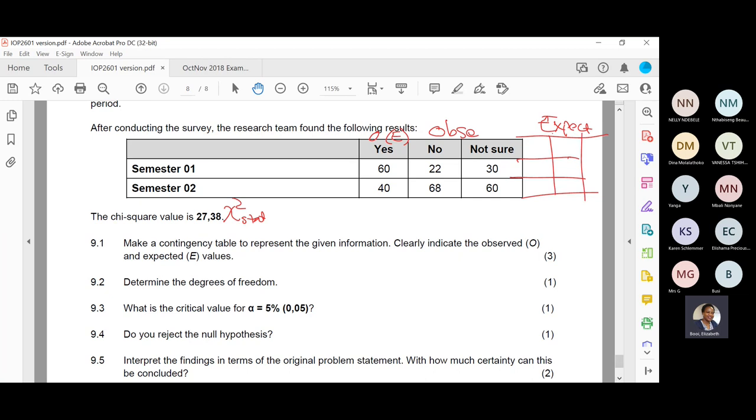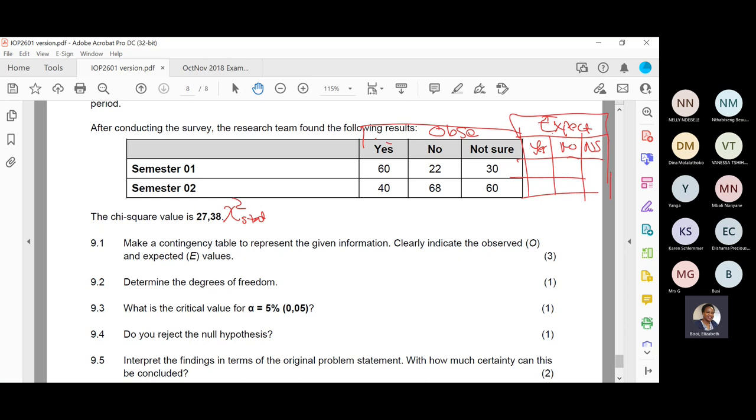It depends on you how you want to do that. And they have another column here that shows expected for yes, no and not sure. You can have it this way. It's 3 marks. There's nothing wrong. You can just redraw it and have observed at the top here. So let's remove this, because they don't say how you want to show the table.